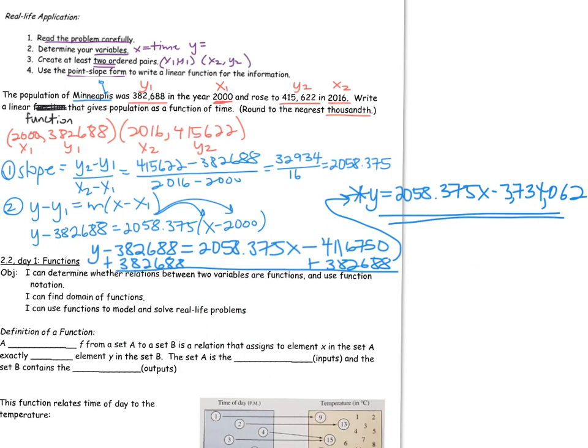As I distributed the slope in, I got 2,058.375x minus 4,116,750. I moved y1 over and got a linear model. Y equals 2,058.375x minus 3,734,062. This would model the population of Minneapolis as a function of time. And that ends our notes for 2.1 Day 2.